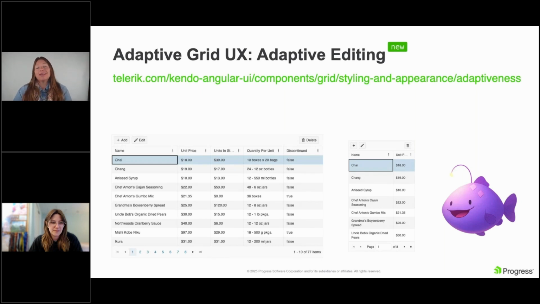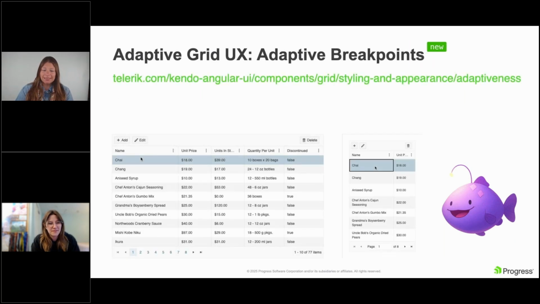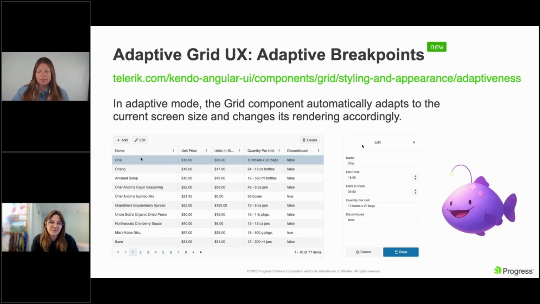But that's not all as far as responsiveness or adaptiveness. When adaptive mode is enabled, the editing pop-up automatically adjusts its layout and presentation based on the screen size. So you can see here two different screen sizes and just how adaptive the grid is, shrinking to the new size and still being usable. There are also breakpoints in adaptive mode. The grid component automatically adapts to the current screen size and changes. Oh, right, we went over that one, but there we go.